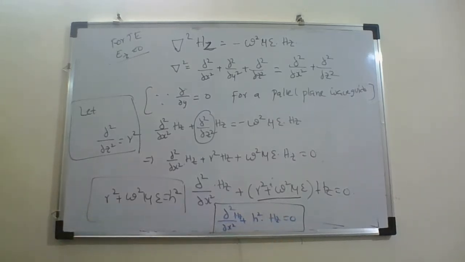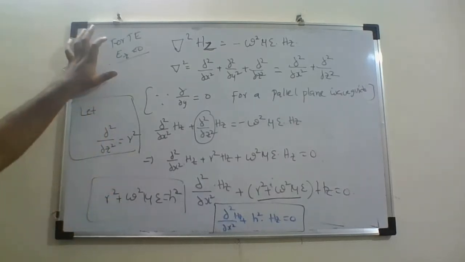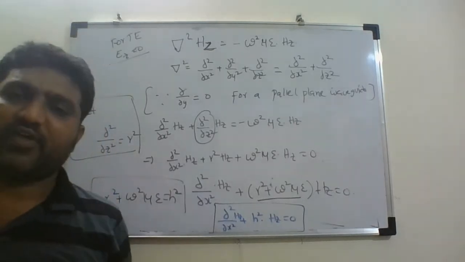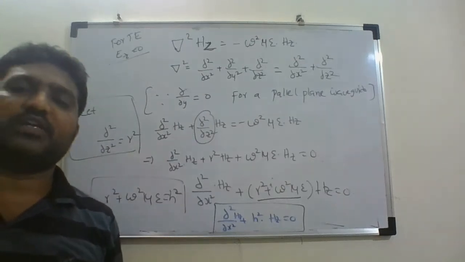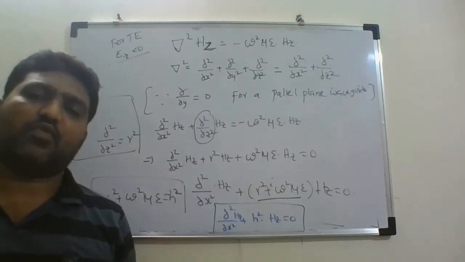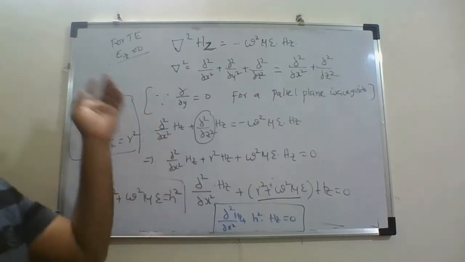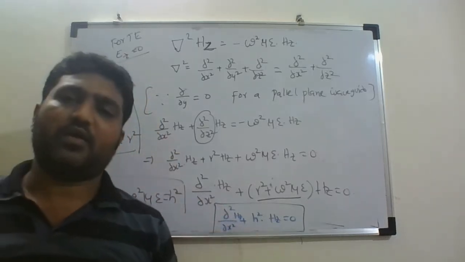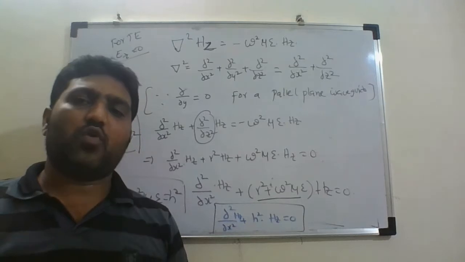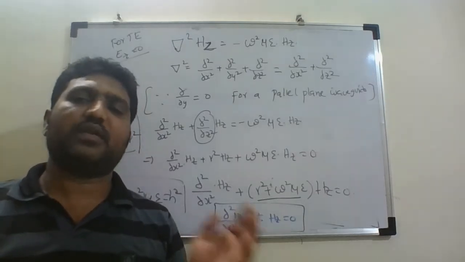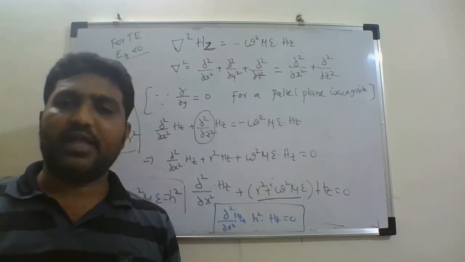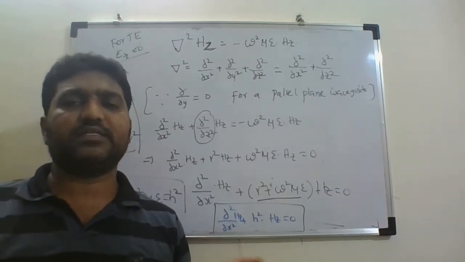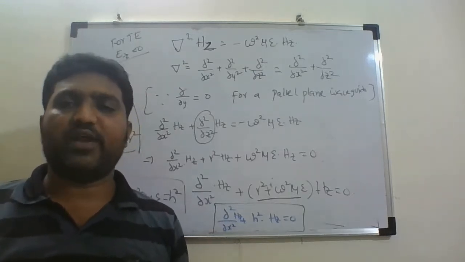Clear? So what I have done for a TE wave: the first thing, for finding out the wave components inside the waveguide, is to find out the field components along the longitudinal direction. The longitudinal field components are Ez and Hz. Already for a TE wave we know that Ez is equal to 0, so we have to find out Hz.